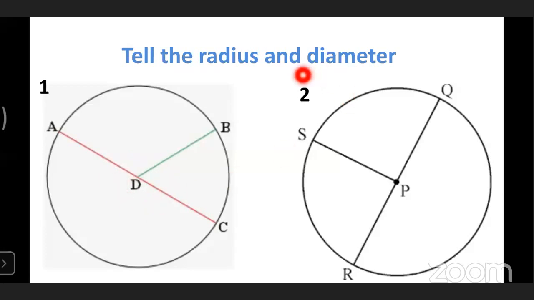D. Very nice. Now observe figure number 2, diagram 2. Tell me the radius from this. SP. Very good. Diameter? QR. Very good. And P is the center. Very good.